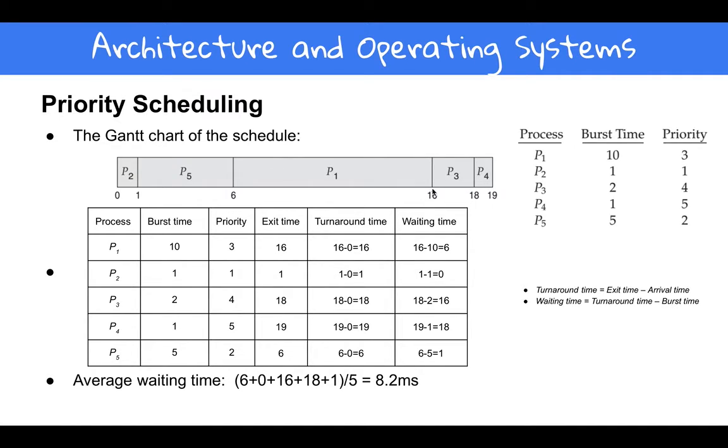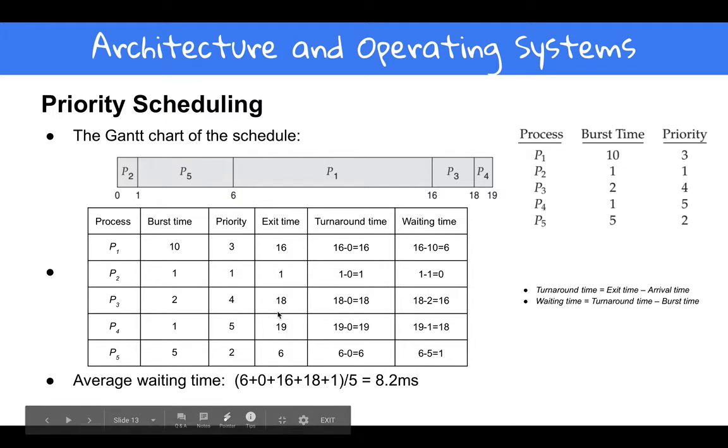P1, the exit time is 16. Then you've got to go for P2. P2, exit time is 1. There you go. P3 is 18. P4 is 19. P5 is 6. These are the exit times. There you go. We've got them.